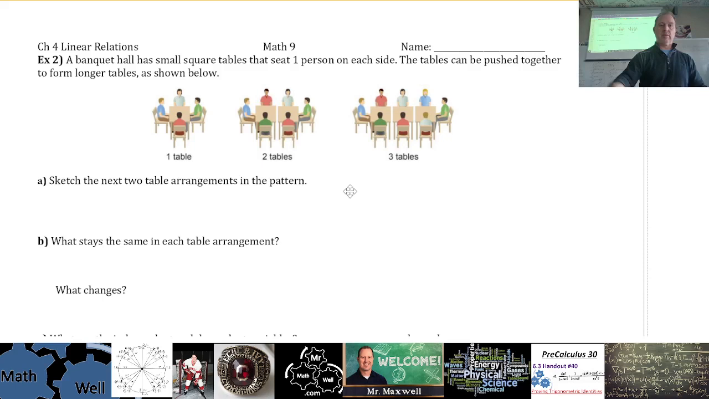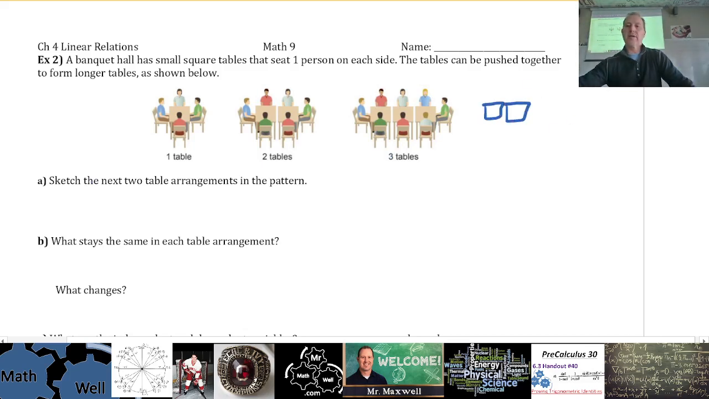And that's what this says. We can put 4 people around one table. You can put 6 people, 2, 4, 6 people around 2 tables. How many do we put around 3? 8. Okay, so the first part says sketch the next 2 table arrangements in the pattern. So there's a pattern. Let's sketch the next 2 table arrangements.